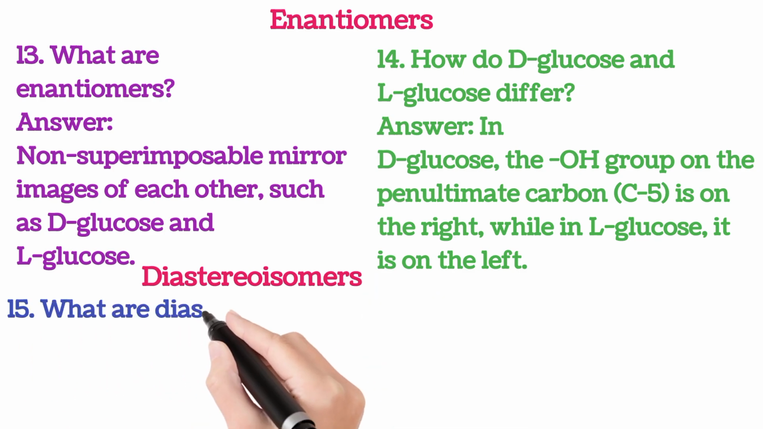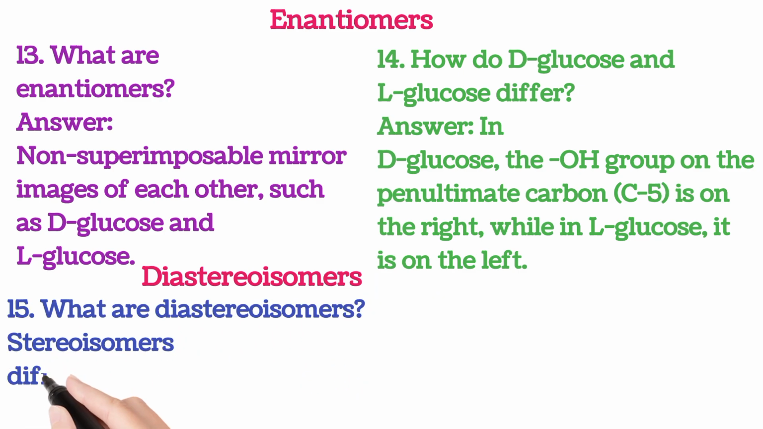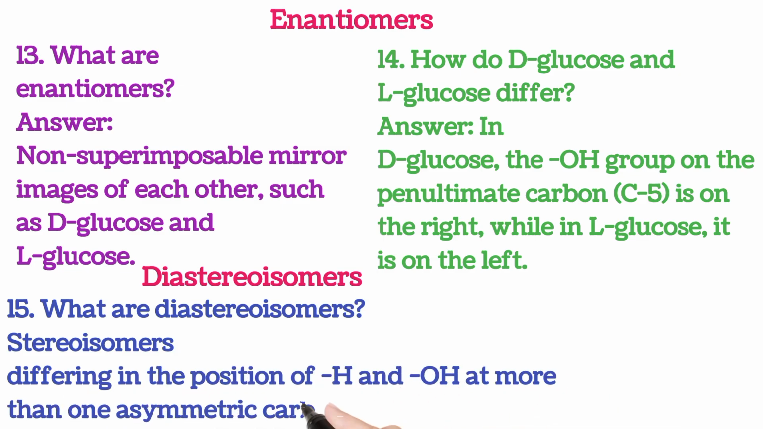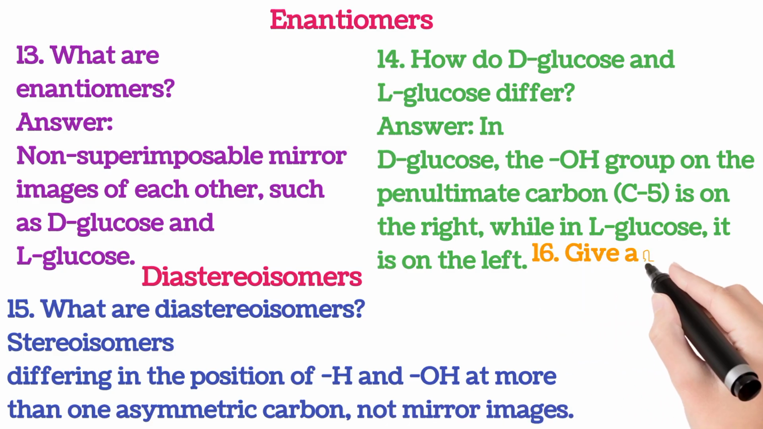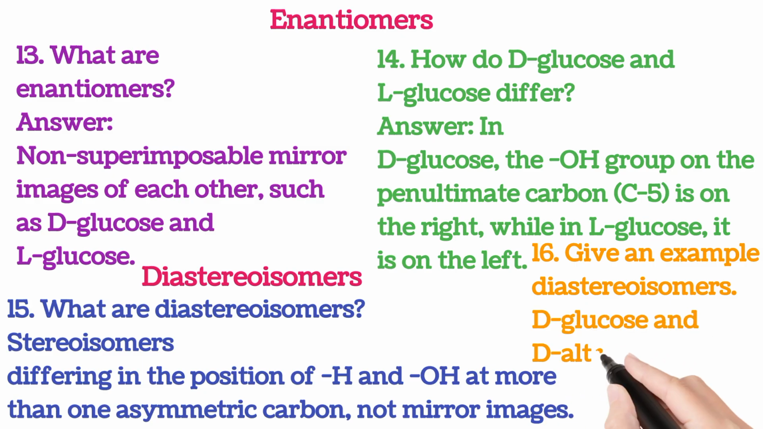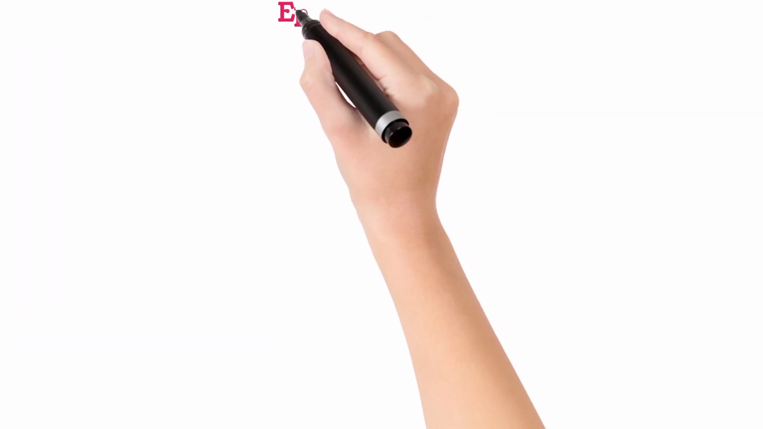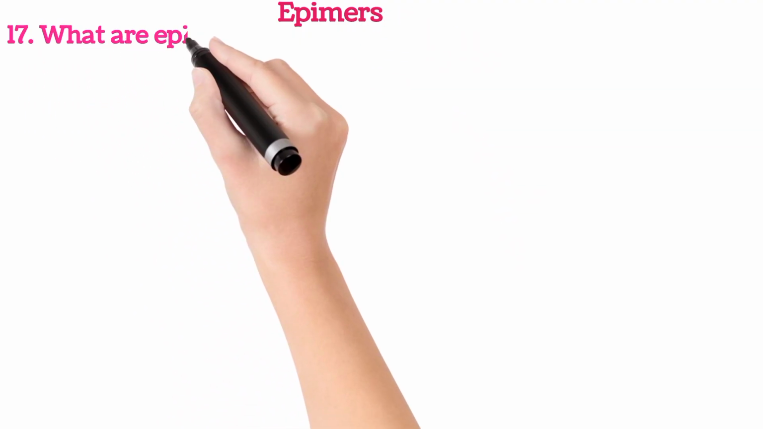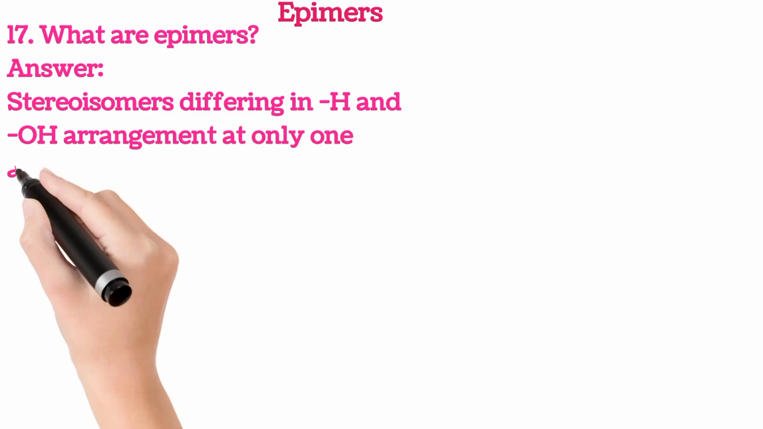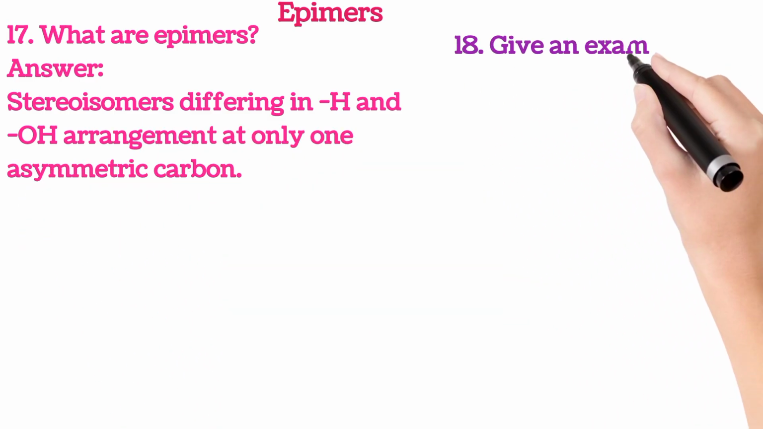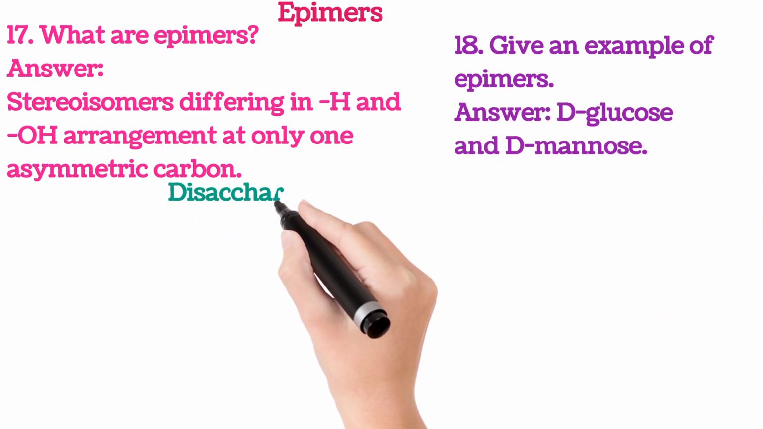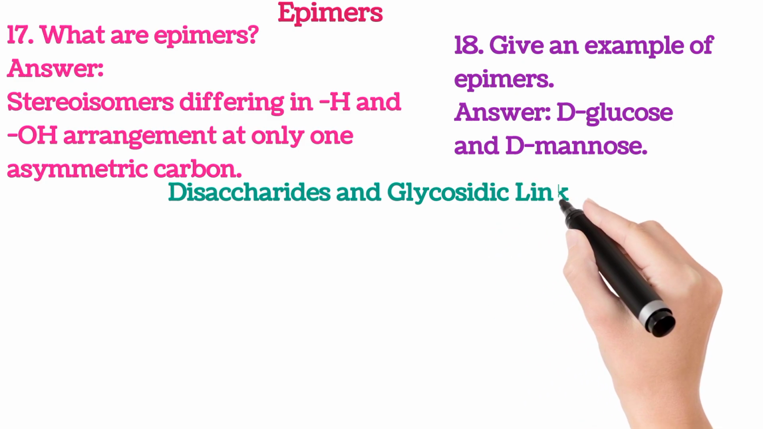Diastereoisomers. 15. What are diastereoisomers? Stereoisomers differing in the position of hydrogen and hydroxyl at more than one asymmetric carbon, not mirror images. 16. Give an example of diastereoisomers. D-glucose and D-Altrose. Epimers. 17. What are epimers? Stereoisomers differing in hydrogen and hydroxyl arrangement at only one asymmetric carbon. 18. Give an example of epimers. D-glucose and D-Mannose.